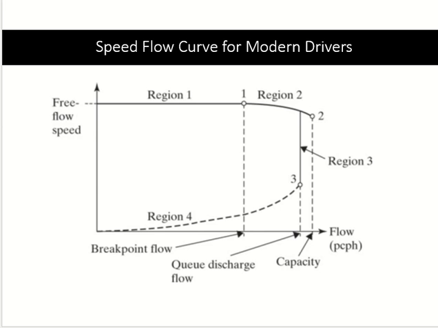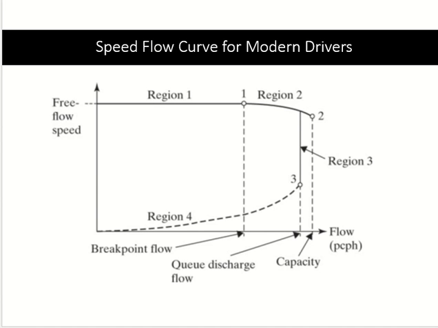Any questions? In this graph, you see another term which is the free flow speed. Which value is it on the graph? The maximum speed. So the maximum speed is called the free flow speed. Okay? Clear?